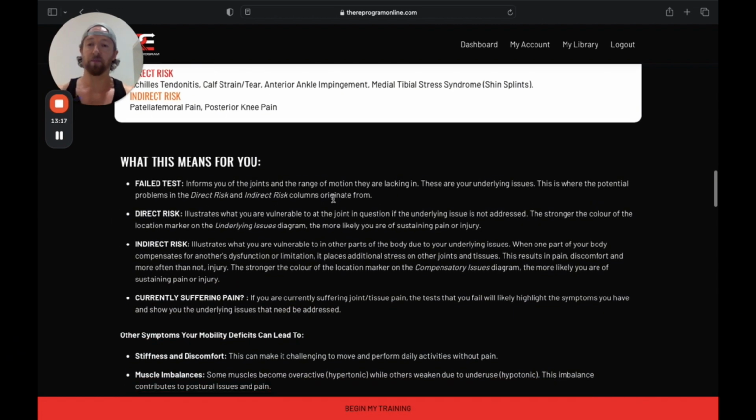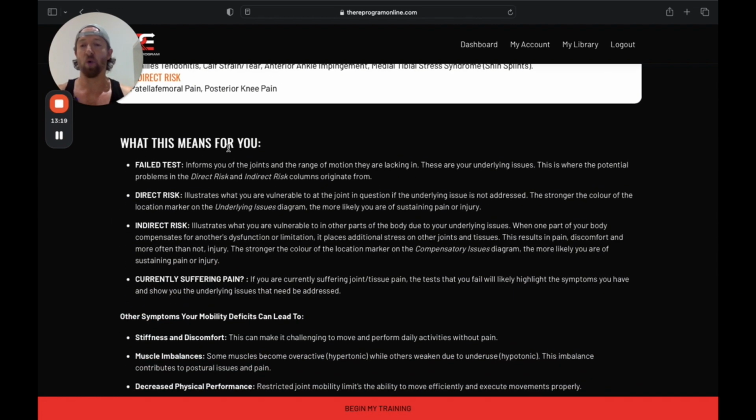The spasal squat is present in this program, and without having that range of motion, you're not going to be able to do it effectively. Right, so as we go down here, what this means for you, pretty much what I said, but I'll read these out anyway. Failed test informs you of the joints and the range of motion they are lacking in. These are the underlying issues. This is where the potential problems in the direct risks and indirect risk columns originate from.